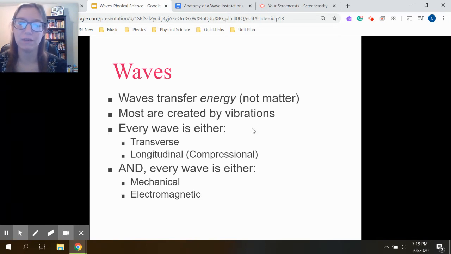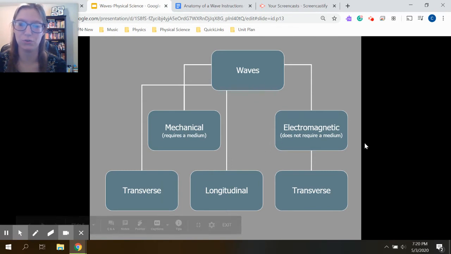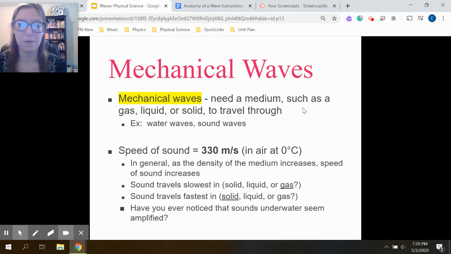There are a couple of different types of waves that we're going to talk about. There's transverse and longitudinal, which refer to what the shape of the wave looks like. And then all waves are either mechanical or electromagnetic, and that refers to what the wave can move through. Here's a great little guide to reference that. What's the difference between these things? Mechanical waves are those that require a medium. So wait, what's a medium? A medium is something that you can travel through, in this case a gas, a liquid, or a solid. So mechanical waves are just waves that can travel through gases, liquids, or solids.